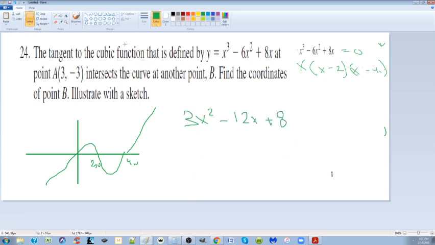And they're saying that this is at this specific point, x equals 3. So if I put 3 into this, I'm going to get the slope of the line that goes through this point. Fair enough.